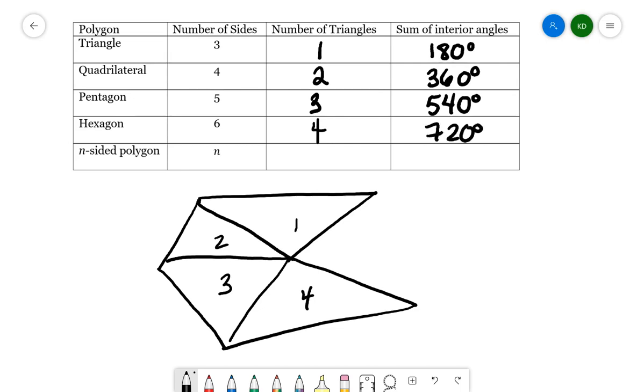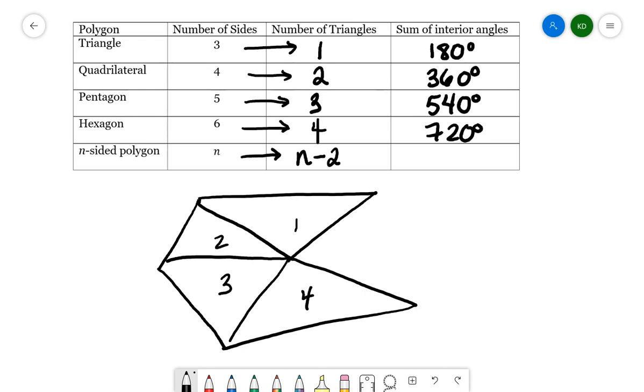What if I had an n-sided polygon? What I'm trying to do now is find the general case. So if I have n sides, how was I relating this column to this column? What we can notice is that going from 3 to 1, 4 to 2, 5 to 3, 6 to 4, I'm subtracting 2. If I had 6 sides in my hexagon, I was able to create 4 triangles. So whatever sides we start with, in this case n, I'm going to take away 2, and that's always going to give me the number of triangles that I'm able to create.